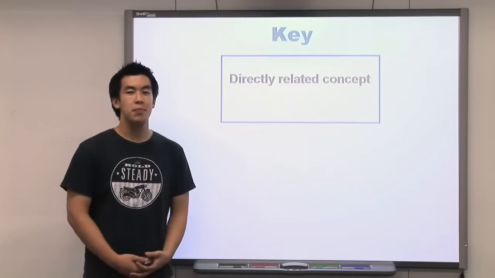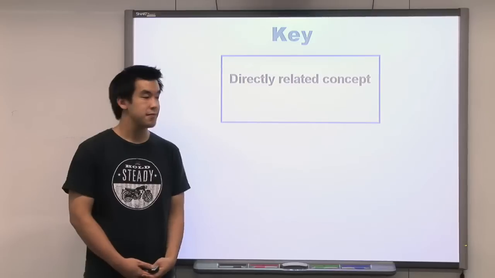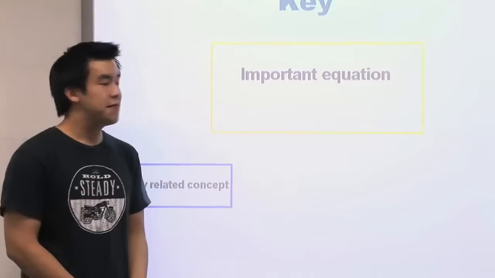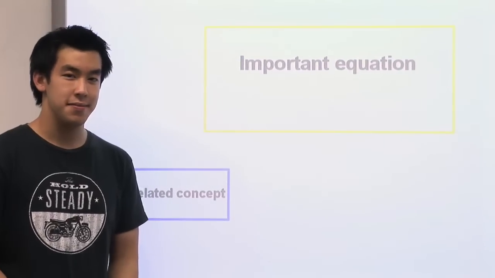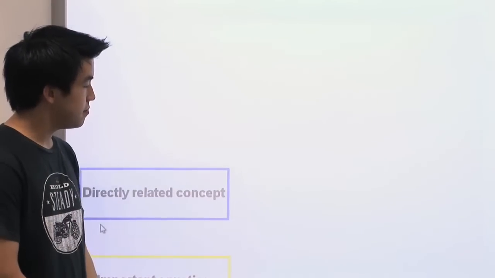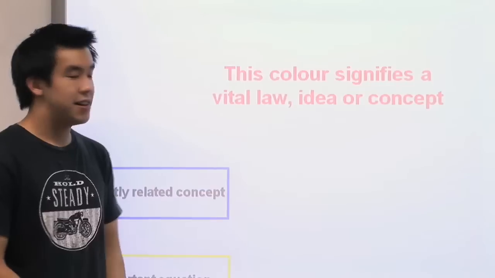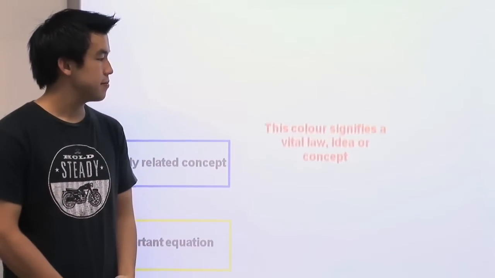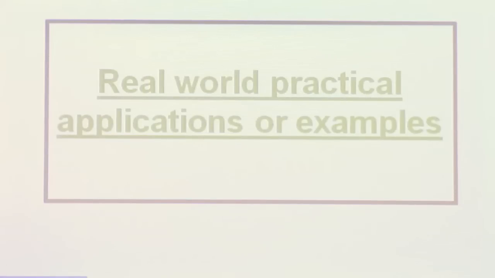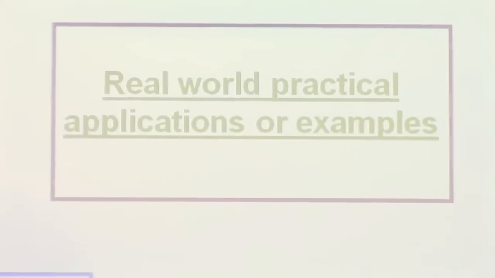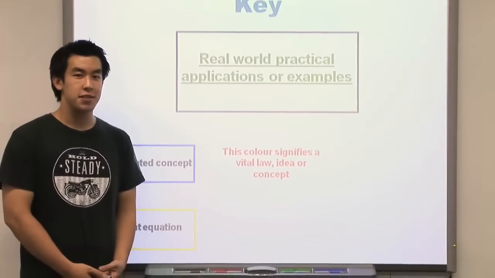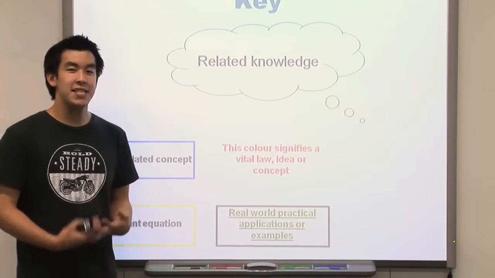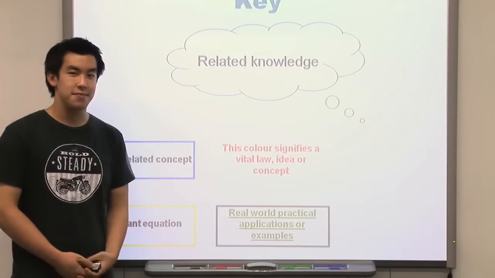Firstly, this blue box represents a directly related concept. This yellow box signifies a relevant and important equation. This orange color signifies a vital law, idea, or concept. Real-world practical applications or examples are shown in green underlined text in a black box. Finally, related physics knowledge is shown in a cloud.